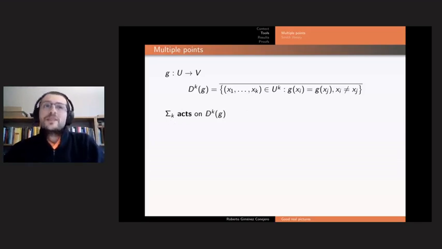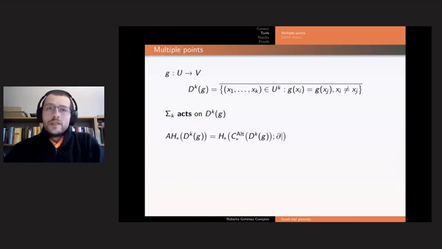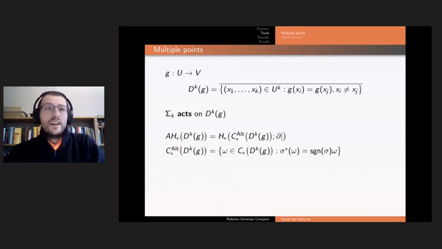It is very easy to see that the group of permutations acts on this set, just by permuting the entries of the k tuple of points. So you have this action, and by means of this action, you define some special homology that I will show you an example of in a bit.